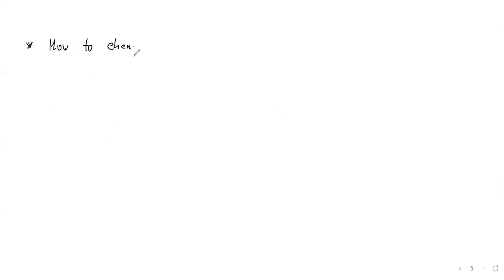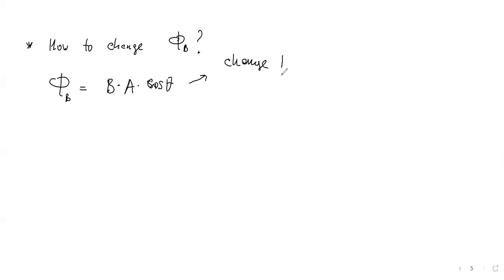How can we change it? Flux of magnetic fields, B A cos theta. Well, what is on the surface? We can definitely change the strength of the magnetic field, yes? The magnetic field can get stronger or weaker. We can change B. We can try to change the area.